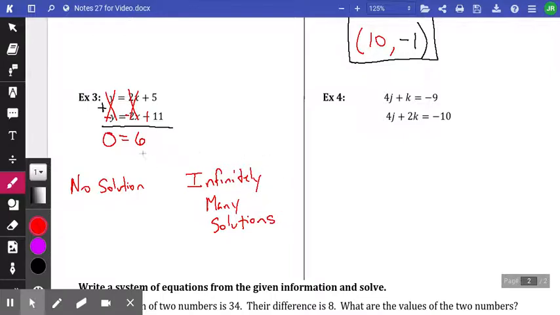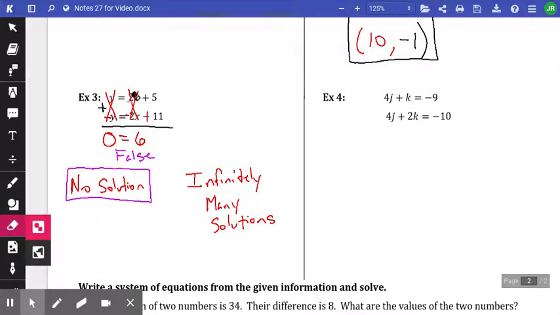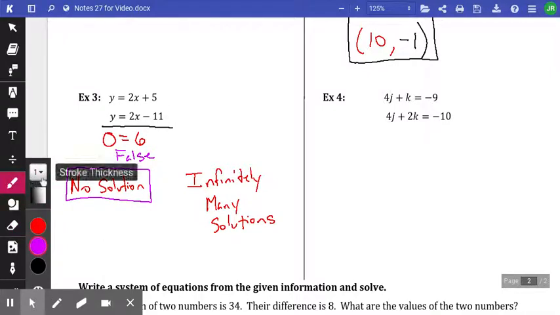So what we need to do is determine, is this a true statement or is it false? So is 0 equal to 6 true or false? Well, that one is false. So because it's false, that means this is going to be no solution. Had we solved this one by graphing, we would have had a slope of 2 for both of them, but different y-intercepts. So same slope means they move the same way, but different y-intercepts means that they start differently. So those would be parallel lines, which means they never intersect, which is showing us that we are correct when we said no solution.